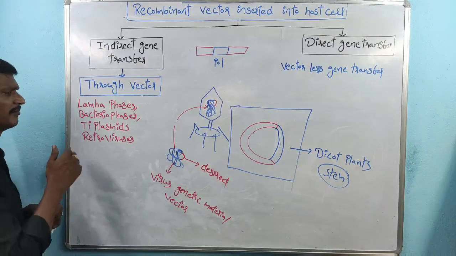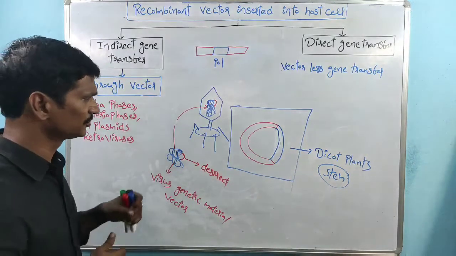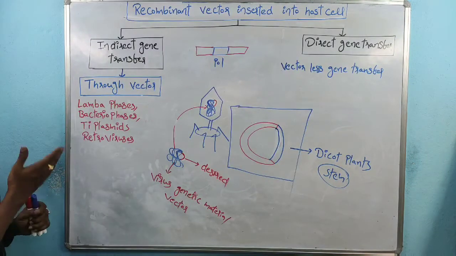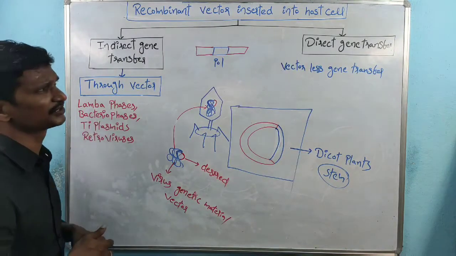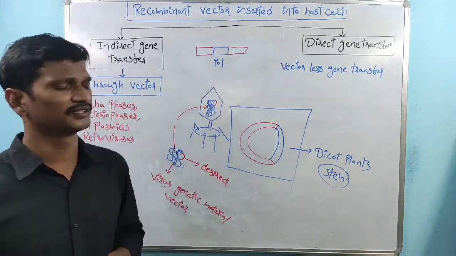So here lambda phage, bacteriophage, Ti plasmid and retroviruses are there, right? So that is the basic concept, completely related to indirect gene transfer. Next we discuss the direct gene transfer method. Direct gene transfer method. Okay?